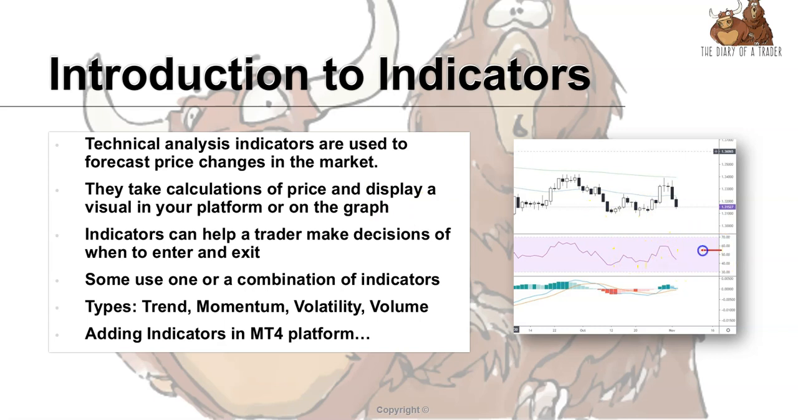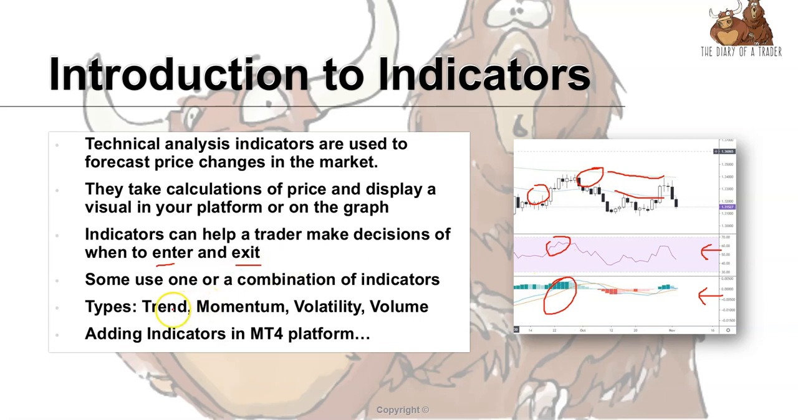So we can see here, this one is below, and we can see these average lines are on top of the chart. And indicators can help a trader to make decisions when to enter and when to exit. Some traders use one and some use a combination of indicators. In this case, we have 3 of them. We have one average line, 2, another indicator here, and a 4th one.